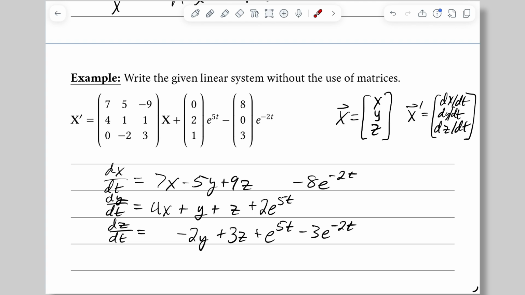Using that matrix multiplication, we've got dx dt equals 7x minus 5y plus 9z minus 8e to the negative 2t. And I'll pause there. As a reminder here, that was the row 7, negative 5, 9 multiplied in turn by the column x, y, and z, adding the products together. Next up, we have dy dt equals 4x plus y plus z plus 2e to the 5t. And then dz dt equals negative 2y plus 3z plus e to the 5t minus 3e to the negative 2t.